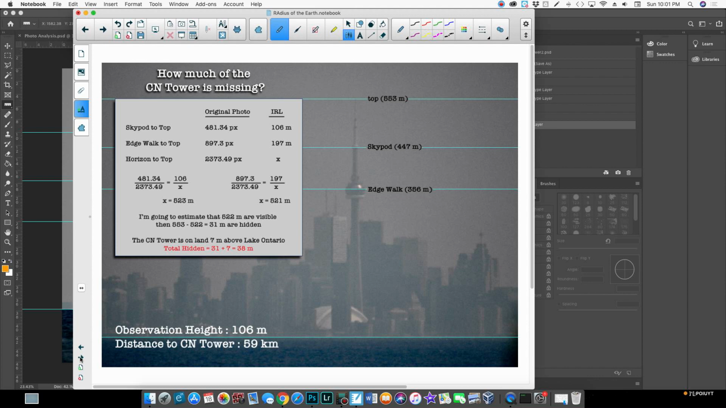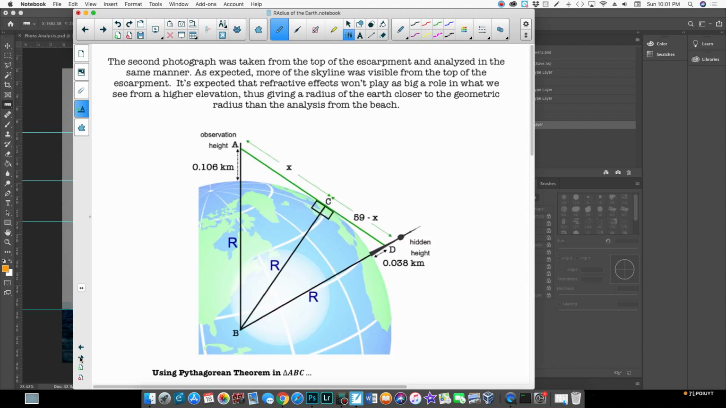So I still calculated that there were 38 meters missing, and I went through this whole process again. Now I'm not going to go through this in as much detail as I did the last one. I'm just going to scroll through it quickly, and I will put a link to my entire paper that I put together on this in the description below, so you can have a closer look at it if you want to. So here's the second picture.